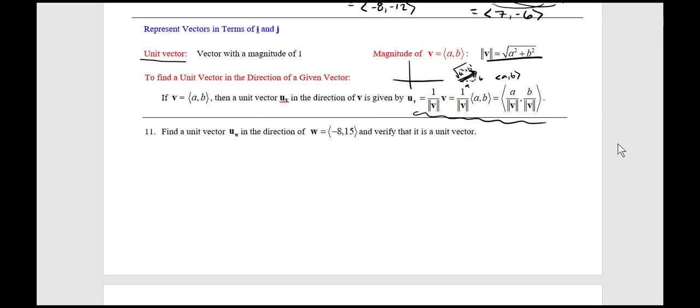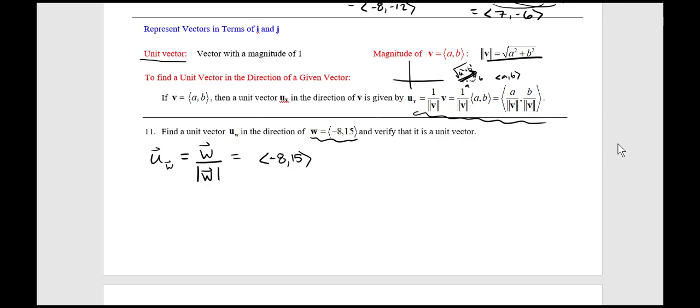Okay, let's see. So let's find a unit vector u subscript w that's in the direction of this vector, negative 8, 15, and verify that it's a unit vector after you do it. So the process to do this is just take the vector that you want your unit vector to be in the direction of. This is my w vector. Take that vector and divide out all of its length.